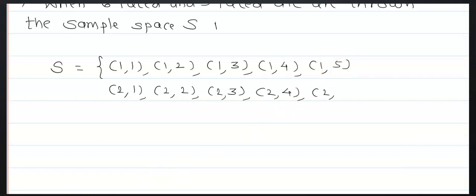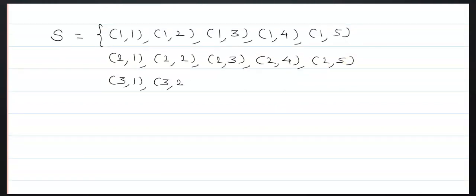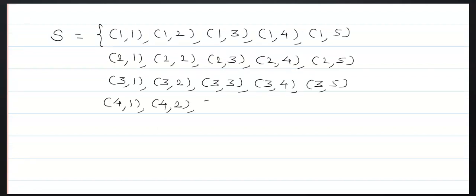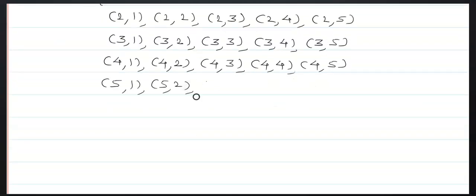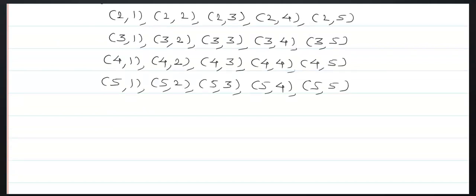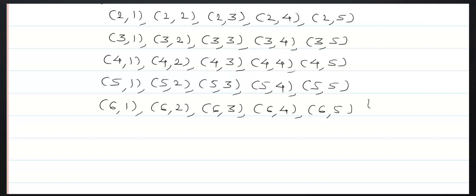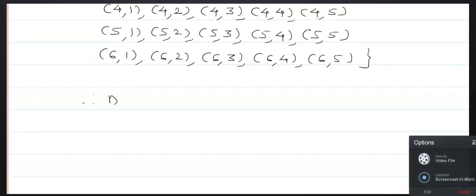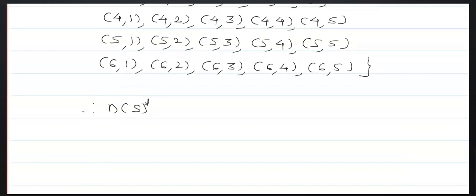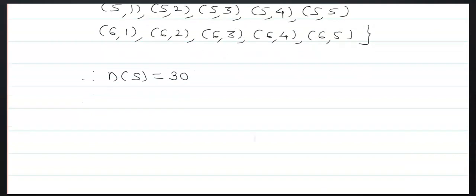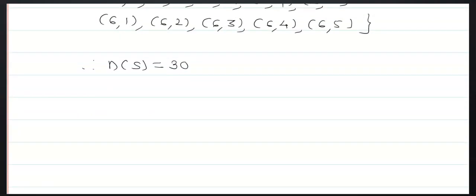For the second: 2 1, 2 2, 2 3, 2 4, 2 5. For the third: 3 1, 3 2, 3 3, 3 4, 3 5. Then 4 1, 4 2, 4 3, 4 4, 4 5. Then 5 1, 5 2, 5 3, 5 4, 5 5. And the last is 6 1, 6 2, 6 3, 6 4, 6 5. Therefore, the total is n of S equal to 30. That is the total number of points in the sample space.